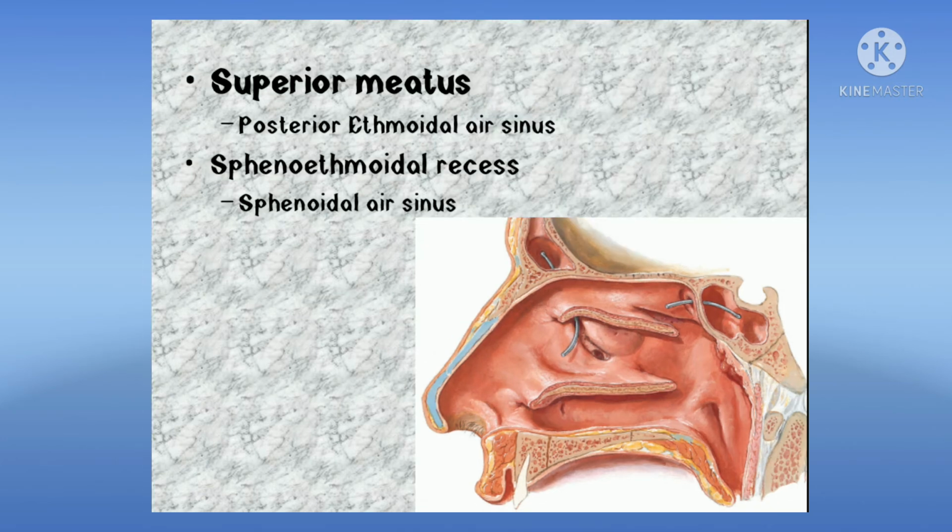Next, the superior meatus. It is a space between the superior concha and the middle concha that receives the opening of the posterior ethmoidal air sinus. Above the superior meatus, there is another space. It is called the spinoethmoidal recess, which receives the opening of the sphenoidal air sinuses.